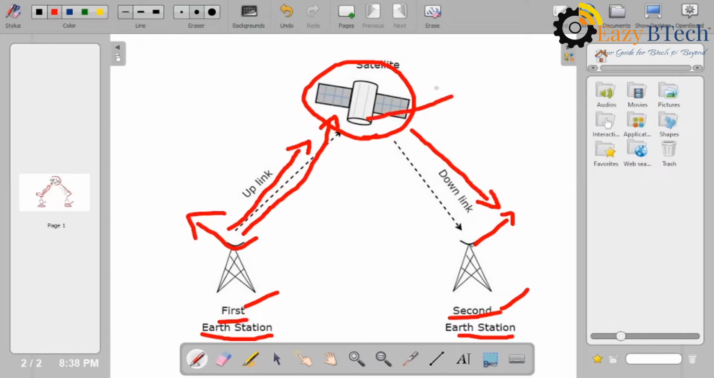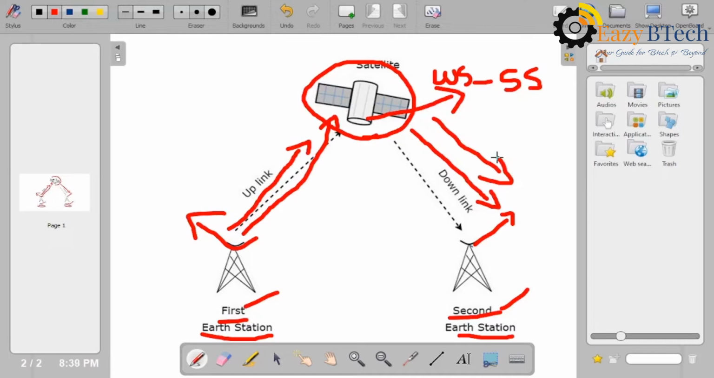Here, the main advantage of the satellite is that when it receives the data from the first earth station, it amplifies the signals. Amplification means we can convert the weaker signals into stronger signals. Then that data is given to the destination earth station, the second earth station. That means satellite communication is more reliable nowadays. That is one of the main important advantages.